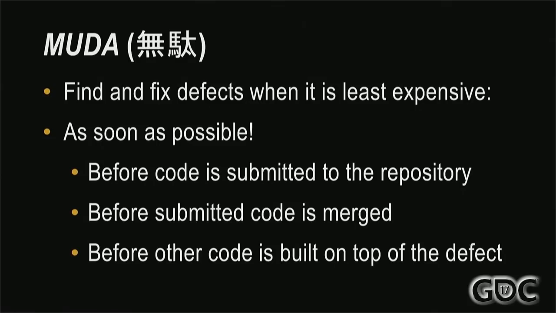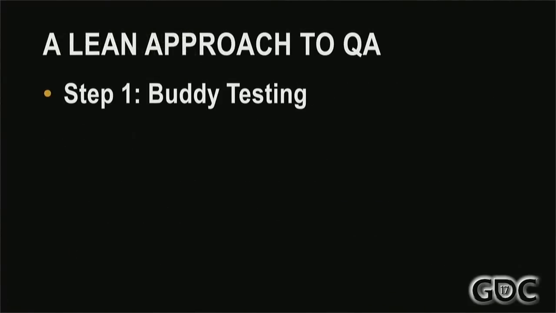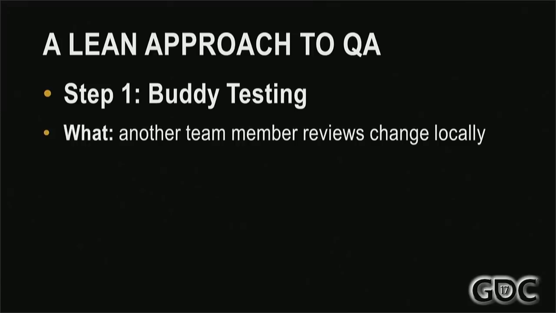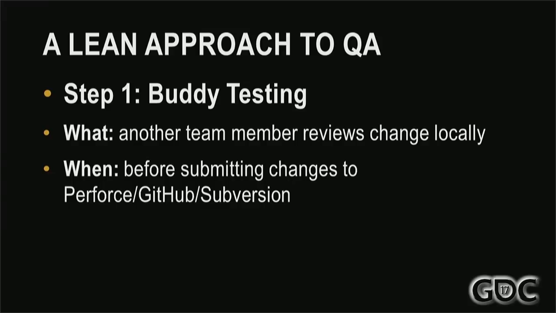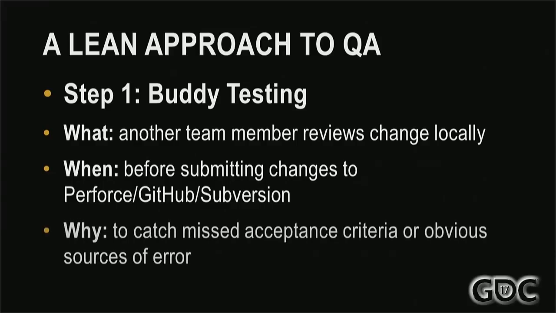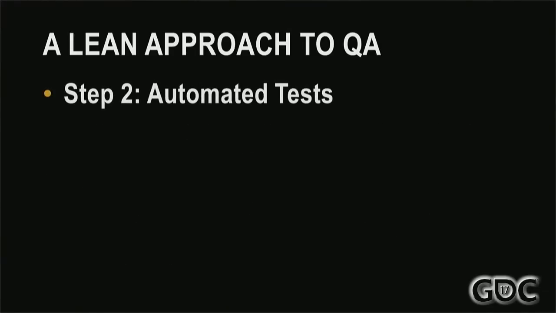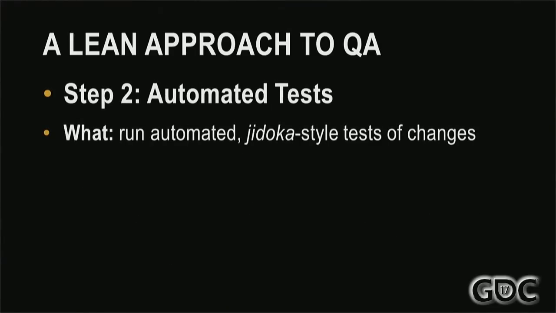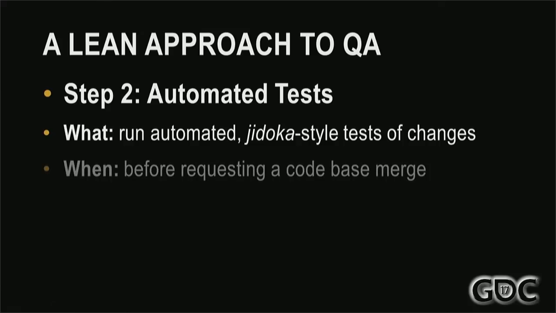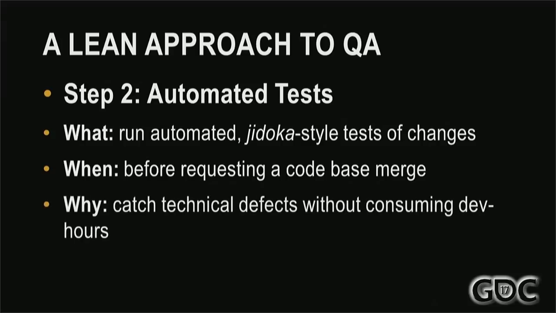So a lean approach to QA would have a few steps. The first step would be buddy testing. You bring somebody else over and have them check your code locally on your machine before you request it gets merged in the code base, so you can catch missed acceptance criteria or other sources of error. The second step would be automated tests. You run those Jidoka-style tests on changes, so you can find technical defects before you actually request that the code gets merged into the code base, so you can find those technical defects without consuming a lot of dev hours.